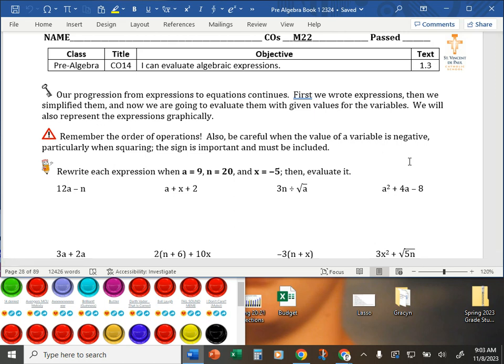Jillian, please be quiet. We are going on to CO14, which is evaluating algebraic expressions.